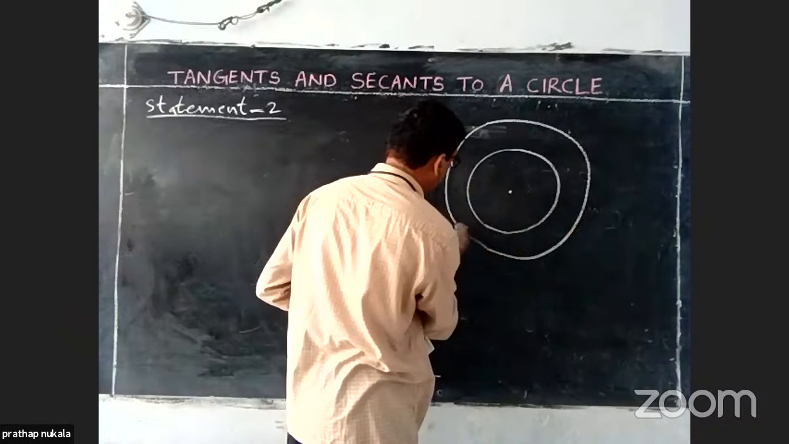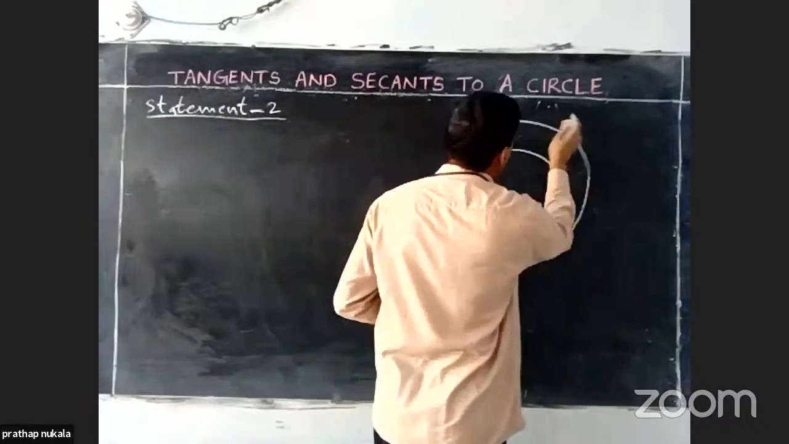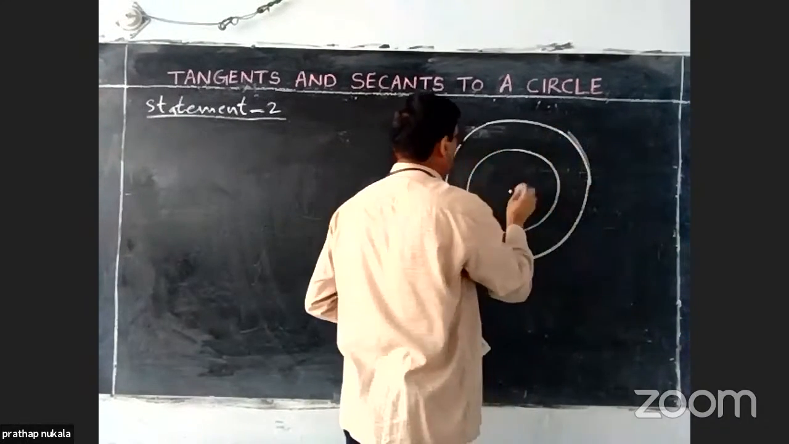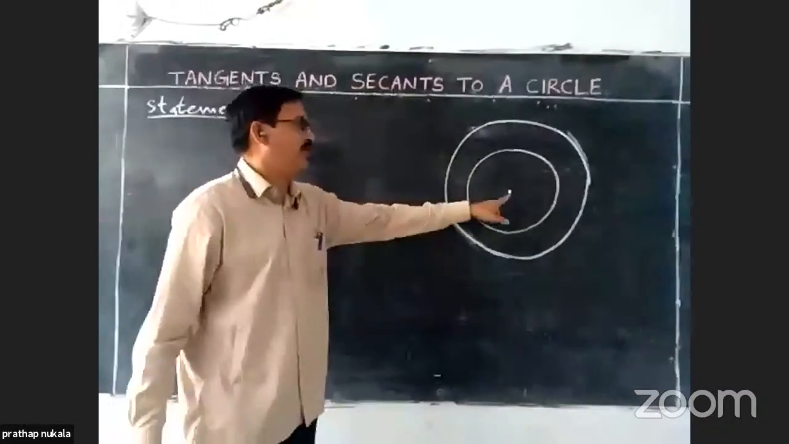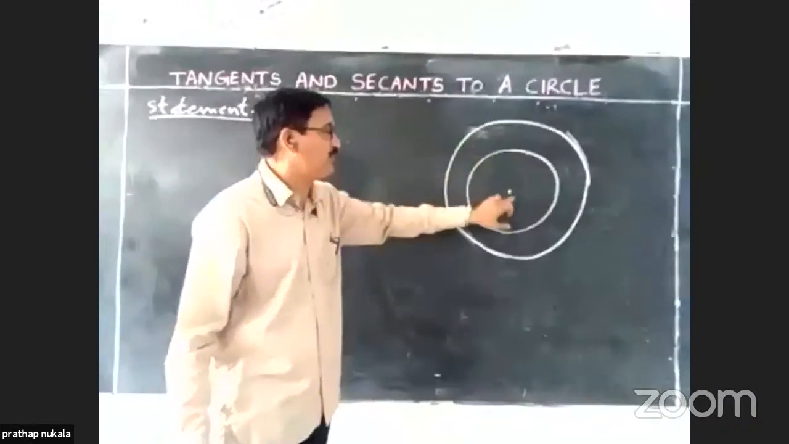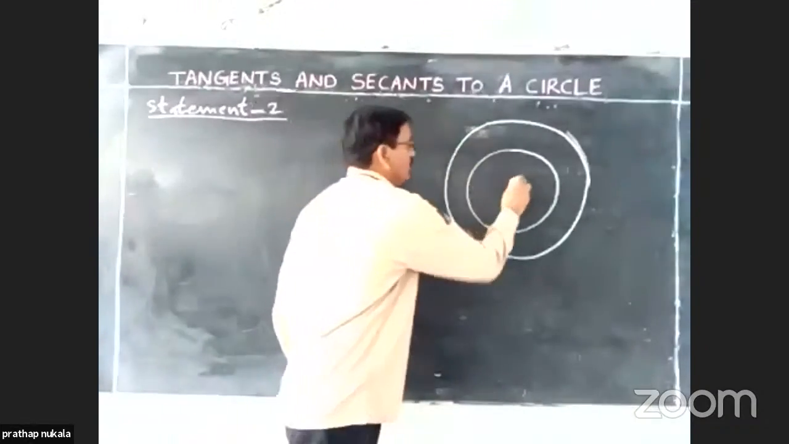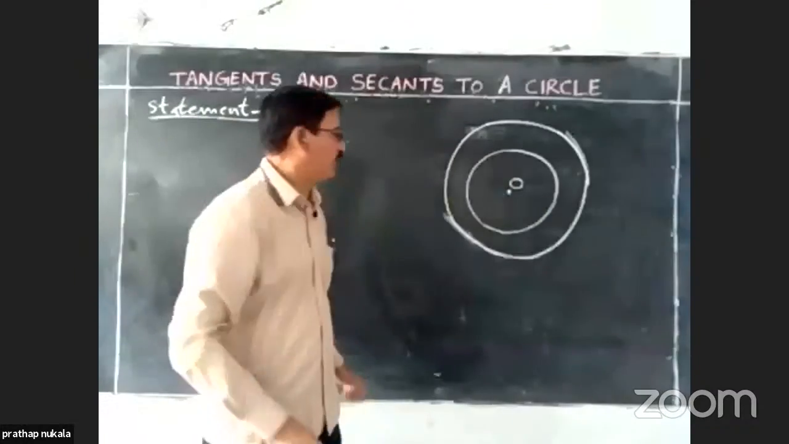Two concentric circles. Concentric circles means having the same center but different radii. Both have the same center O, but different radii. The radii are different.